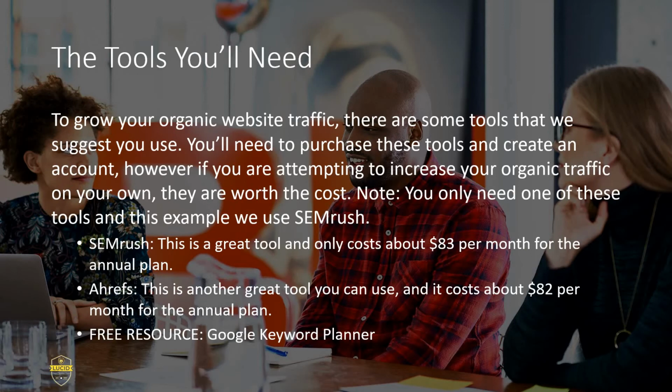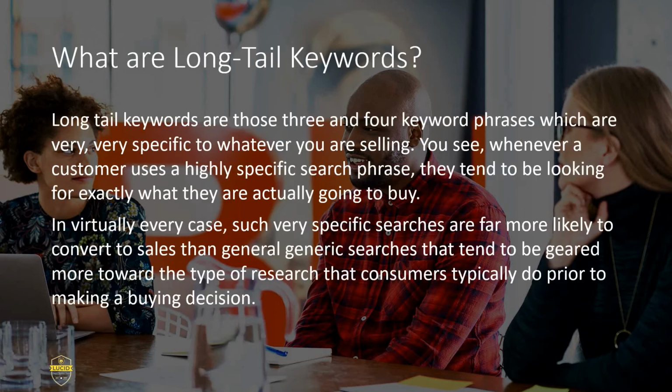We're going to talk about the tools you need. Some of these are paid tools and some of these are free tools. To grow your organic website traffic, there are some tools that we'll suggest for you. SEMrush is a good tool to use. It's about $83 a month. Ahrefs is another great tool you can use. It costs about $82 a month. You can also use a free resource known as Google Keyword Planner to find long tail keywords.